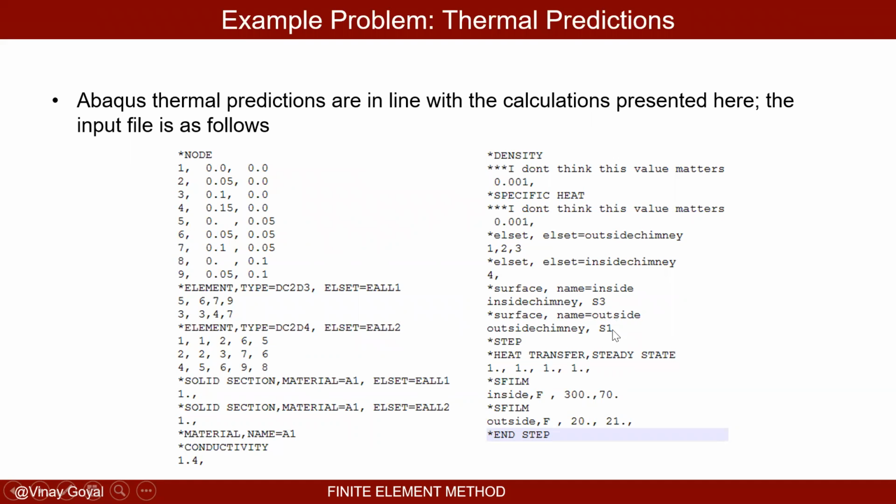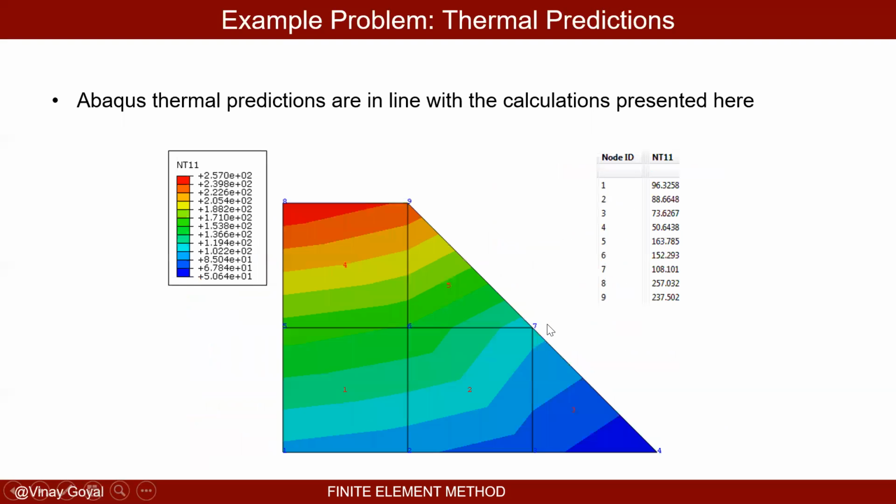What is S3 and S1? So that's a side of an element. So outside of the chimney is a side 1. Let me show you why. So element number 1 is started like 1, 2, 3, 4. So that's side 1. This side 1 and that's side 1.